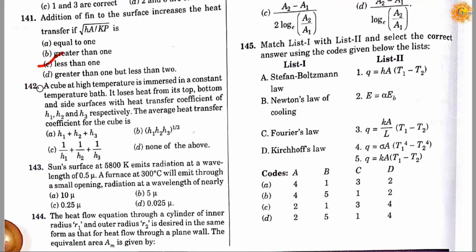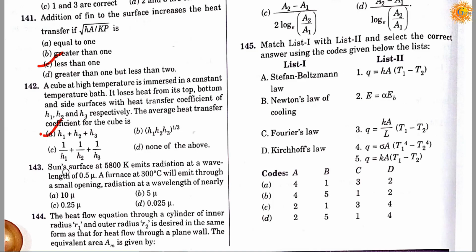Question number 142. A cube at high temperature is immersed in a constant temperature bath. It loses heat from its top, bottom and side surfaces with heat transfer coefficients of H1, H2 and H3 respectively. The average heat transfer coefficient for the cube is option A H1 plus H2 plus H3, option B H1 H2 H3 power 1 upon 3, option C 1 upon H1 plus 1 upon H2 plus 1 upon H3, and option D none of the above. The correct answer is A, it will be H1 plus H2 plus H3.